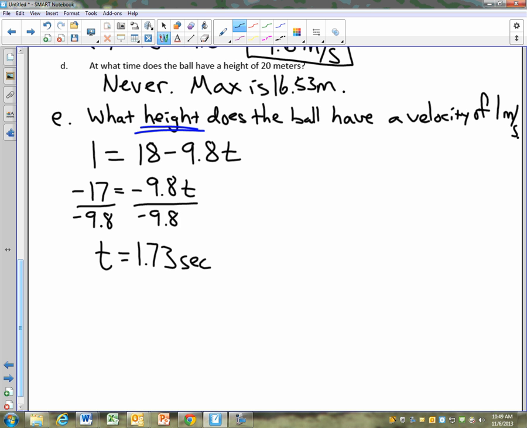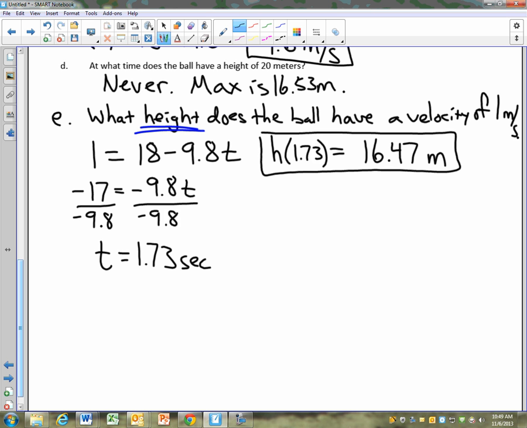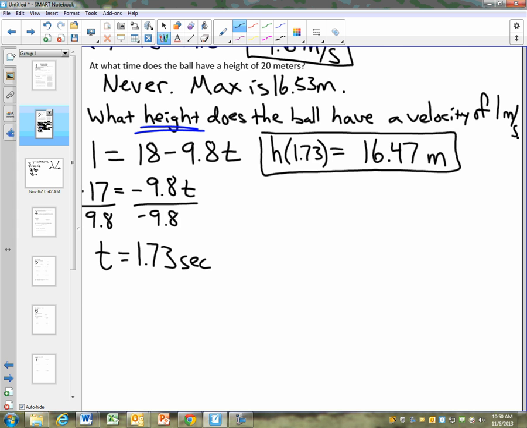Now, to answer the question, it says, at what height does it have that velocity? So I plug this time, 1.73, back into the position function. So h of 1.73 is 16.47. Is that close to the top? Yeah, that makes sense. If it was launched with an initial velocity of 18 and it slows all the way down to zero at the top, it would make sense that one would be pretty close to the top. So that makes sense. Is that easier than yesterday? Yep, without a doubt.